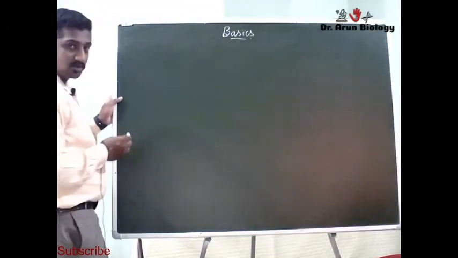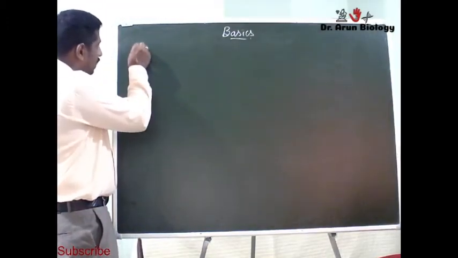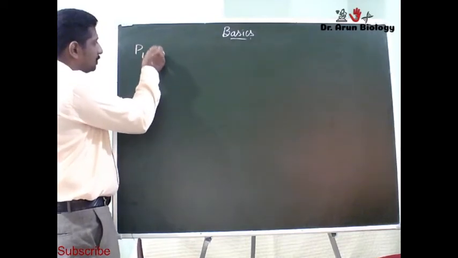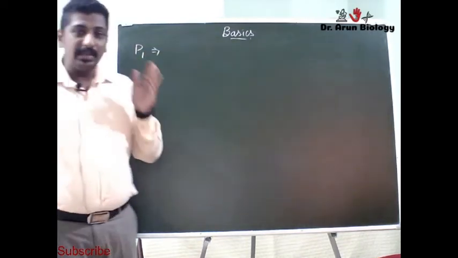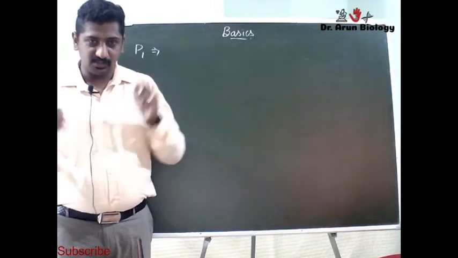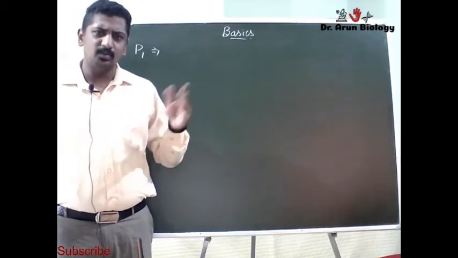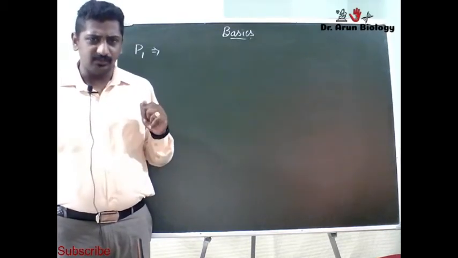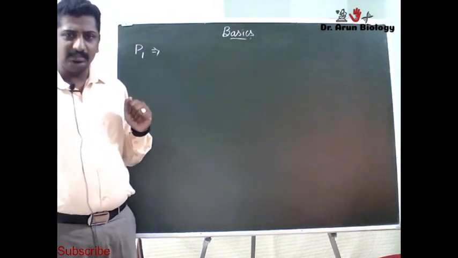Now we go to see some basics before performing a cross that you all must know. The first basic you all must know is P1. Commonly we use a term called P1. What does P1 signify in a cross? Most of them do not know. They simply put P1 and P2, F1, F2. What does P1 stand for?